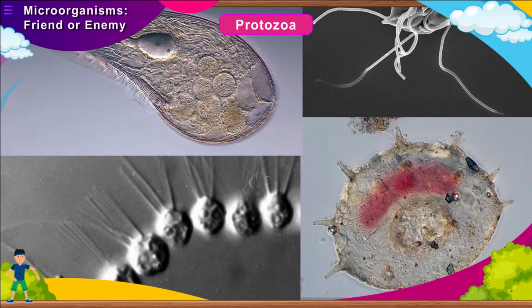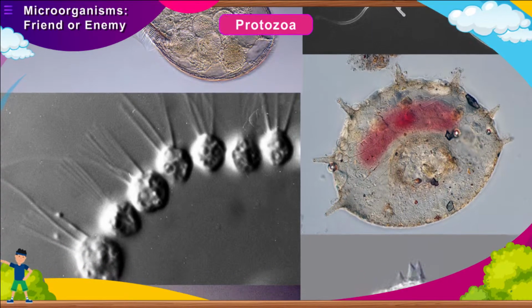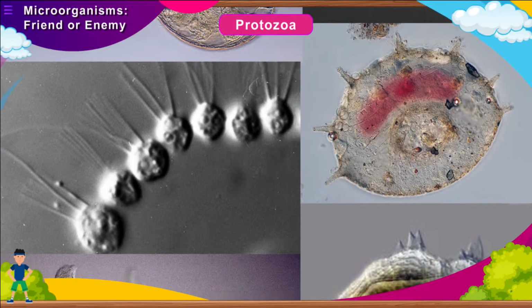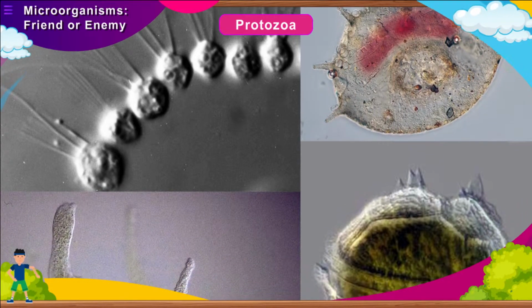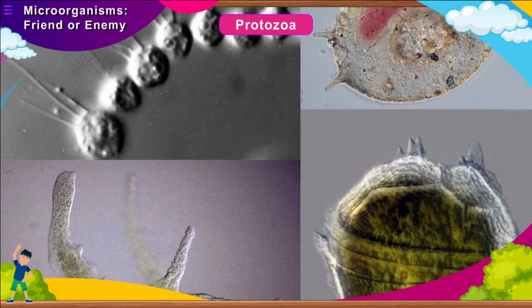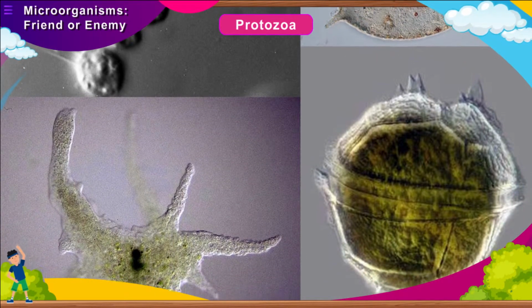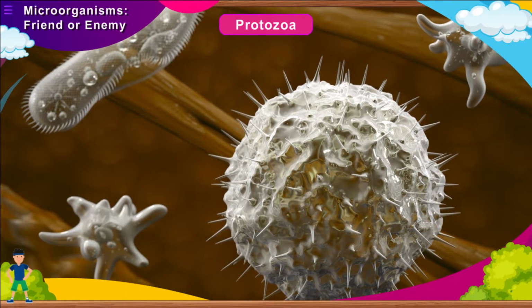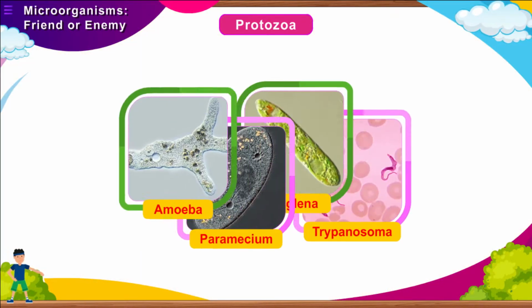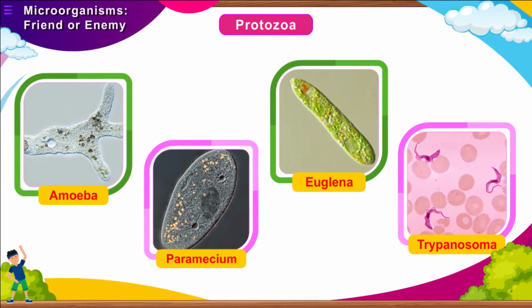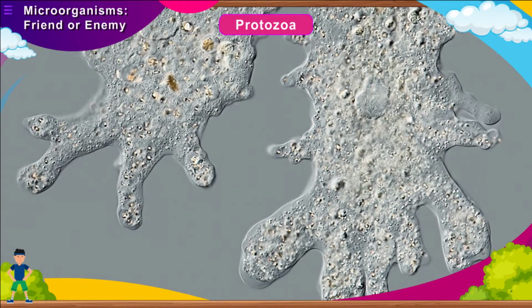Protozoa. Protozoa or protozoan are simple microscopic unicellular organisms mostly found in ponds, lakes, drains, moist soil, and ditches. Some protozoa are symbiotic and live in the gut of termites. The size of a protozoan varies from 2 to 200 microns. Some common protozoa are amoeba, paramecium, euglena, and trypanosoma.